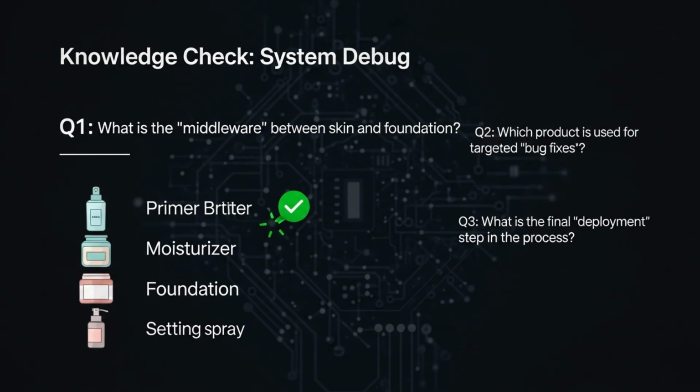All right, let's run a quick diagnostic. First question, what product acts as the middleware between your skin and foundation? That's right, primer. Second, to fix a specific bug like a blemish, would you use foundation or concealer? You'd use the more targeted tool, concealer. Finally, what is the deployment step that locks in your work? Setting spray or powder? System check complete.